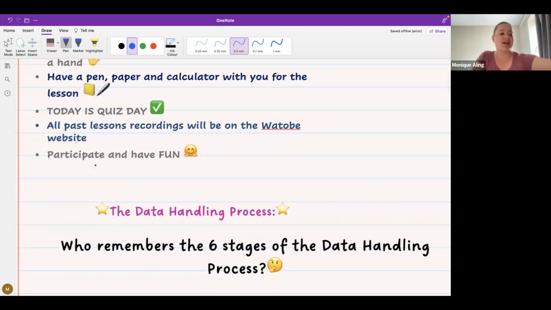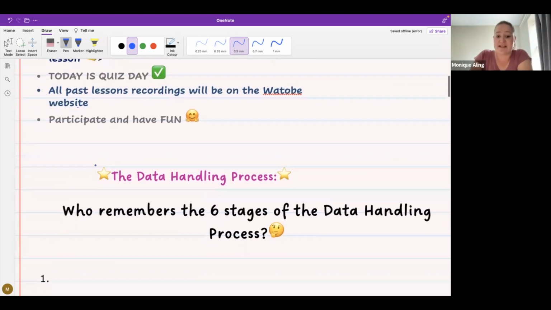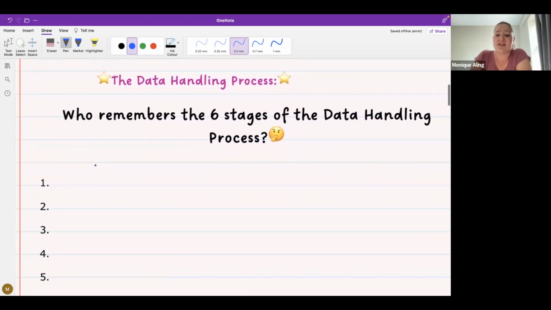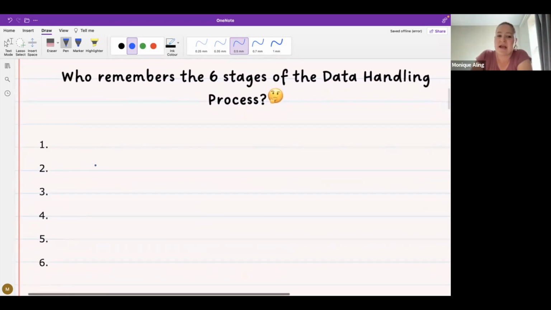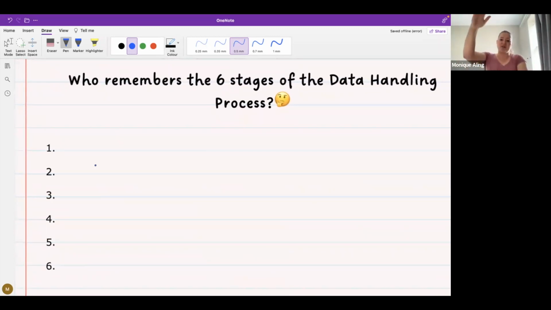Today, like I mentioned earlier, we're just doing a consolidation of data handling. I just picked up on a few things that we struggled with during this course, and we just want to go through it again. So starting off, the data handling process. Who remembers the 6 stages of the data handling process? Who can maybe remind me what step 1 is? Because remember, we start at a certain point and we work our way through the process until we get to a conclusion or analysis of our data.